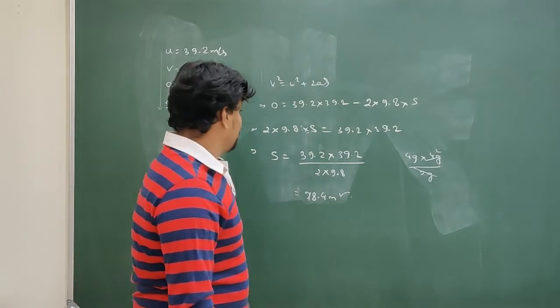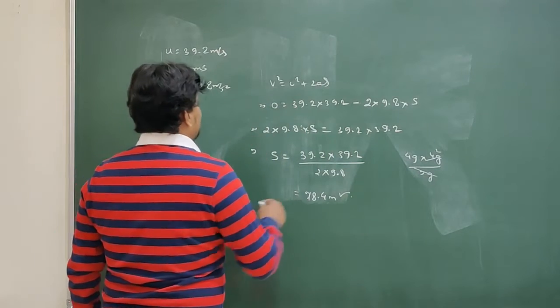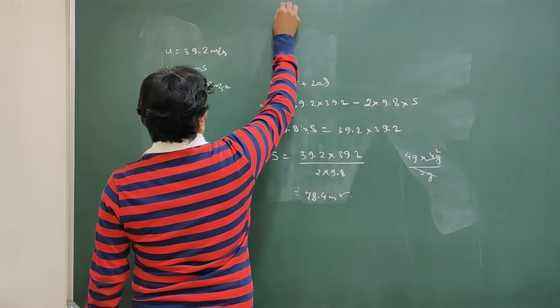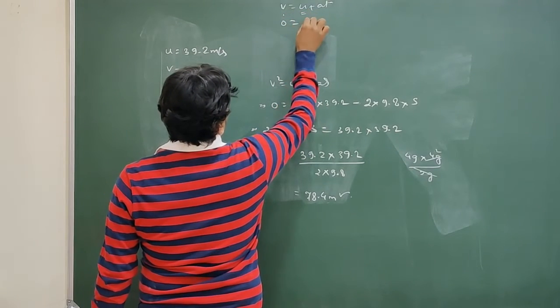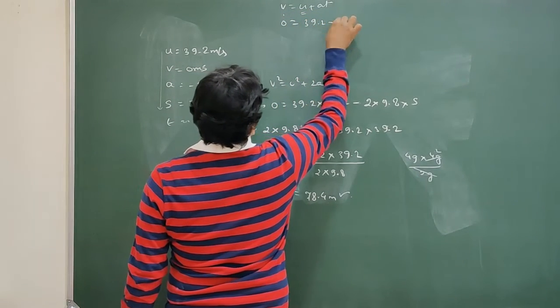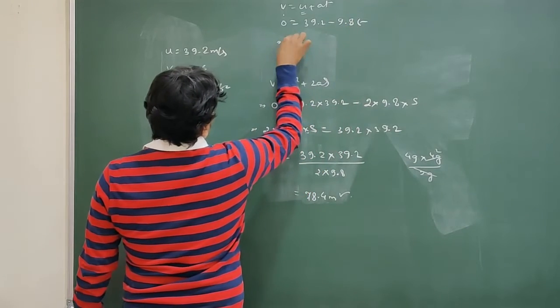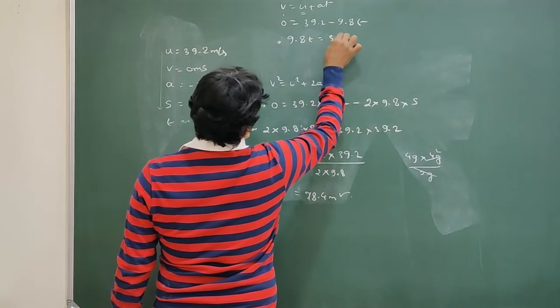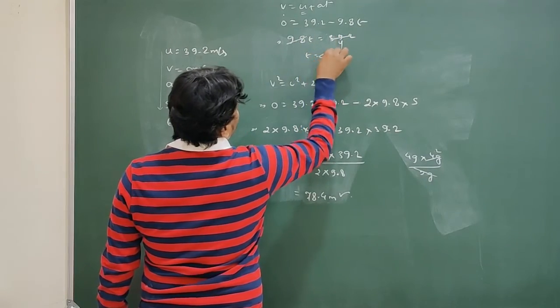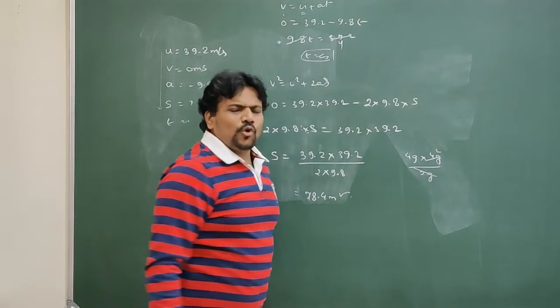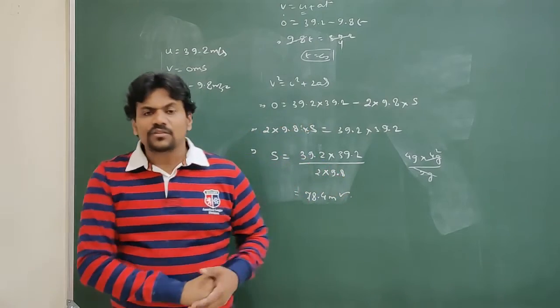Then the next part of it, it says what's the time it has taken to reach. So what? V is equals to U plus at, you can write. This was 0 already. This is 39.2. This is -9.8 T. So 9.8 T equals to 39.2. This is 4G. T is equal to 4 seconds. So questions like these are very easy to do.